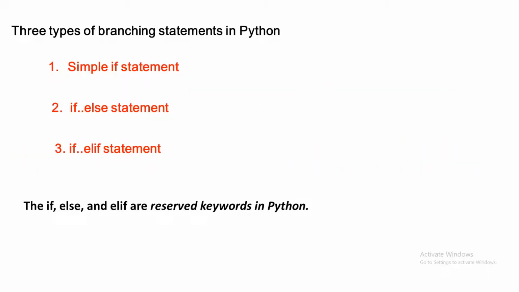So basically there are three types of branching statements in Python. First one is a simple if statement. Second one is if else statement. And the third one is if else if statement. The else if is called in short as elif in Python. And this if, else and elif are reserved keywords in Python programming language.